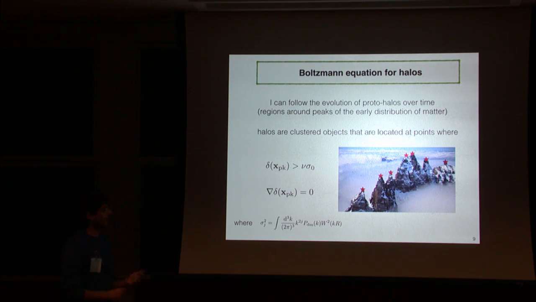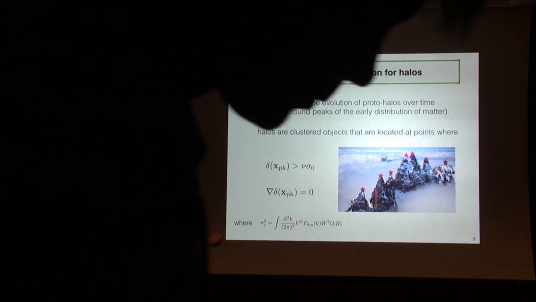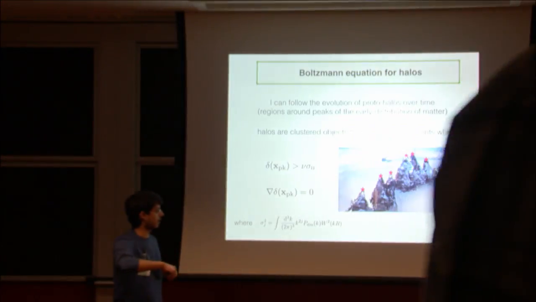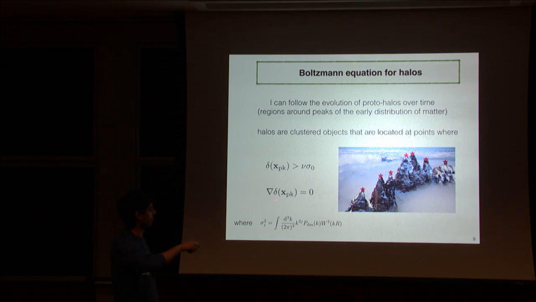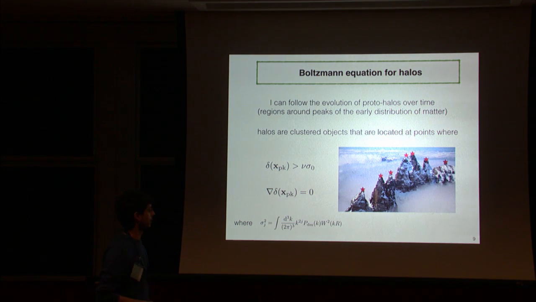So the idea is to identify peaks of the early distribution of dark matter by saying that they had to have some density overcoming a certain height, without specifying too much the amplitude of this height, and we'll take the most important condition, I think, which is to have a gradient of delta equal to 0. In principle, I could take also the Hessian to be negative and so on, but we will identify halos by these two conditions.